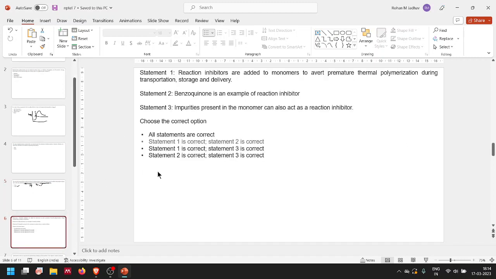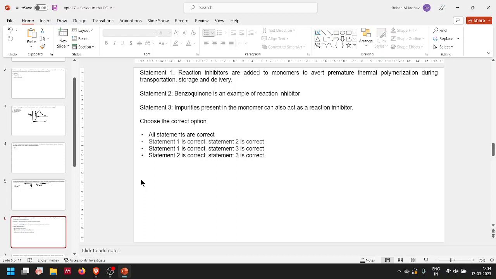Moving on, we have three statements here, and we have to find out which one is correct. The first: reaction inhibitors are added to monomers to avoid premature thermal polymerization during transportation, storage, and delivery. The second statement is that benzoquinone is an example of a reaction inhibitor, and the third is that impurities present in the monomer can also act as a reaction inhibitor.